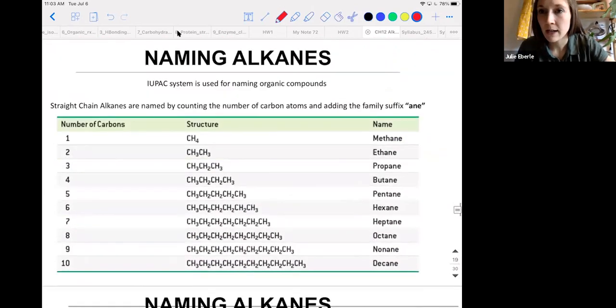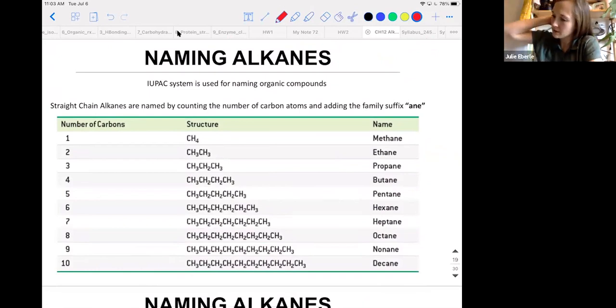Okay, we're going to get to naming alkanes. So we have a system. It's called the IUPAC system. You'll see that a lot. It stands for International Union of Pure and Applied Chemistry, but you don't have to memorize that. That's the system that all these rules for naming come from. So if you hate naming, and we're going to spend a lot of time learning the rules of naming, then you can hate IUPAC for that, not me.